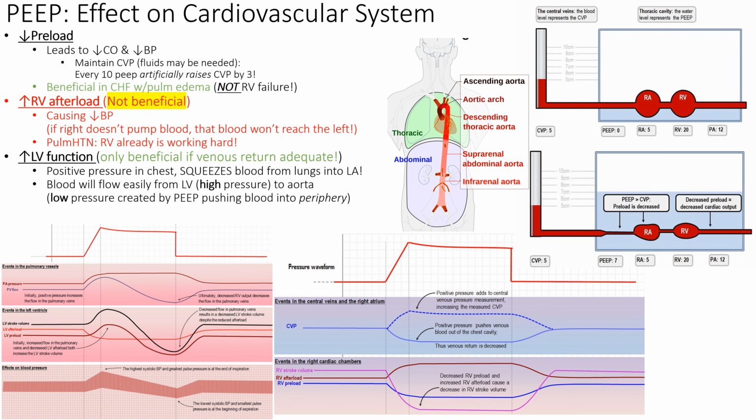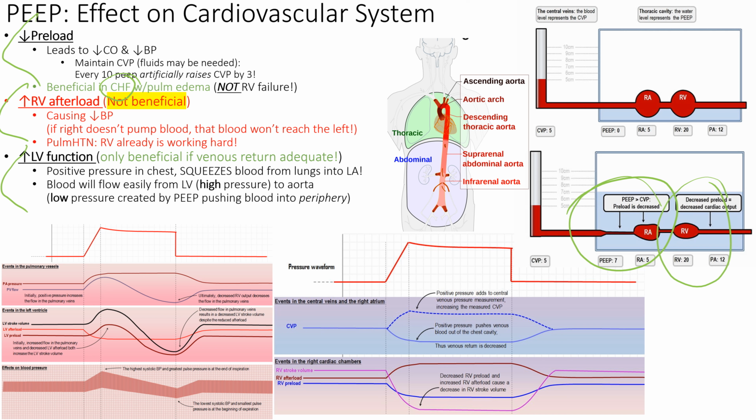Okay, so you can see here this preload is reduced, RV afterload is increased, which is not beneficial in any situation, and LV function is improved. So we actually reduce preload on the right ventricle, but sometimes that's great for someone with left heart failure. Someone with left heart failure does not need extra fluid to work with, so it can help them out. It's beneficial in someone with CHF, but in someone who's not in CHF and just reducing the volume overall to the right atrium, that's going to reduce the volume that's being output out of the right ventricle and out of the left ventricle. And that's going to reduce the volume that I'm circulating and reduce my blood pressure or cardiac output.